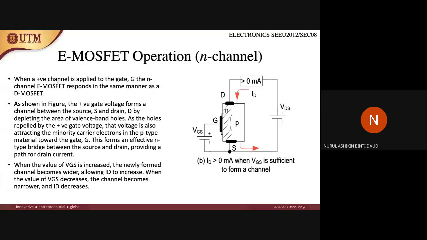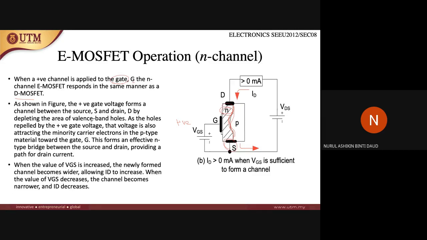When a positive voltage is applied to the gate, where G represents the gate, the N channel E MOSFET responds in the same manner as the D MOSFET. As shown in the figure, the positive gate voltage forms a channel between the source and drain. Now the value of VGS is no longer 0; it becomes a positive value. So there will be a channel formed between the drain and source. You can see that the N region here is connecting the drain and source.